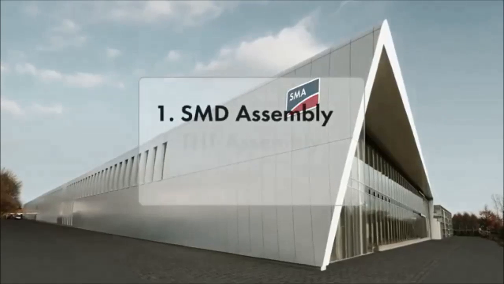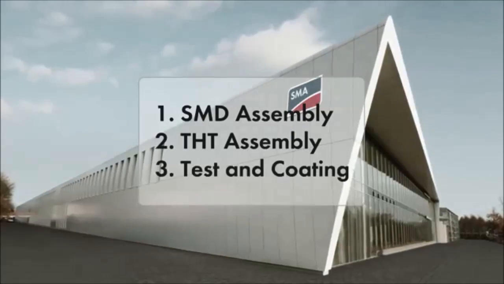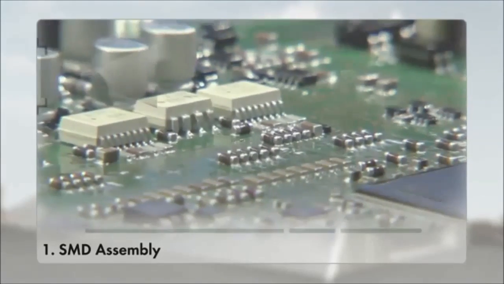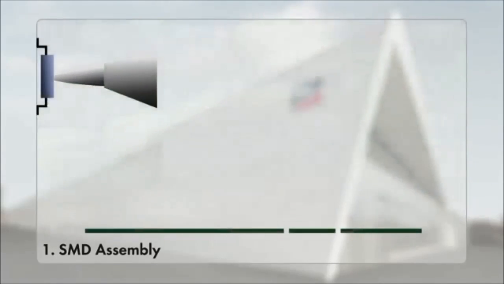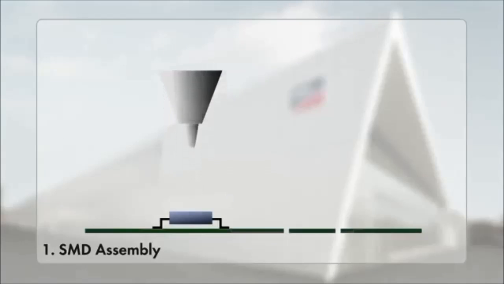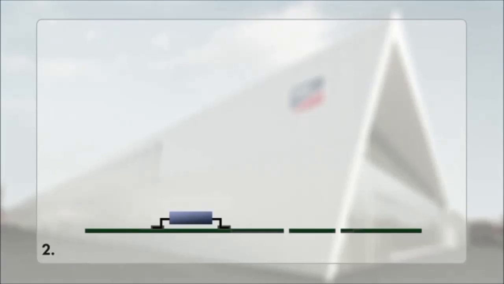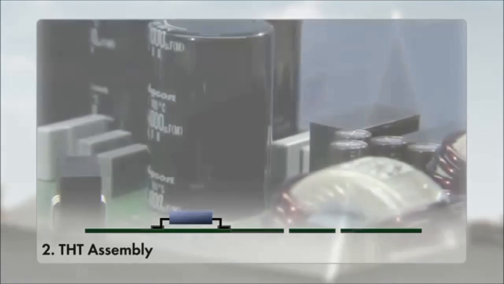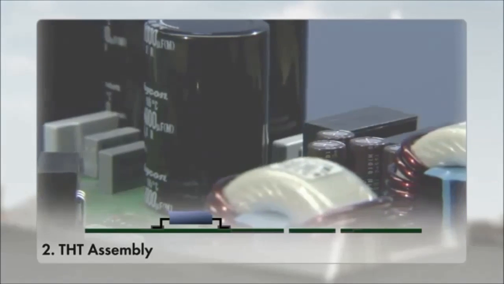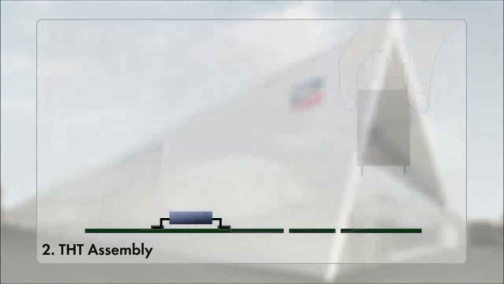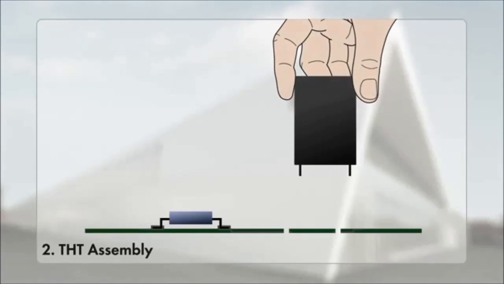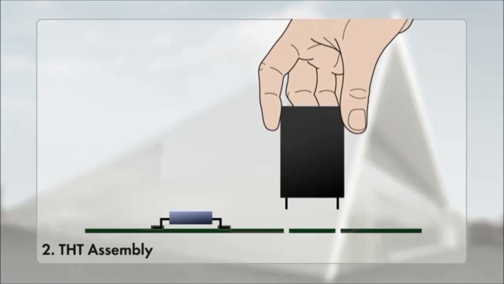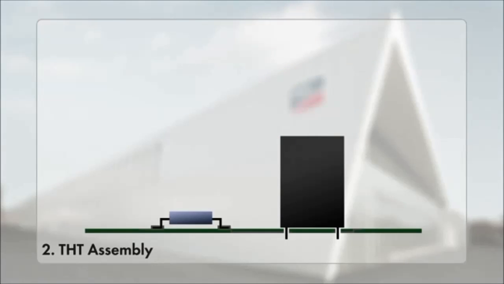It takes place in 3 main steps. First, SMD assembly. Sensitive components, some very small, such as resistors or diodes, are placed automatically onto the surface of the board. This is called the SMD assembly, for surface-mounted device. Second, THT assembly. Larger components, such as capacitors or coils, are assembled by hand, using through-hole technology. The components are positioned with their leads through corresponding holes. Then they are soldered onto the circuit board.